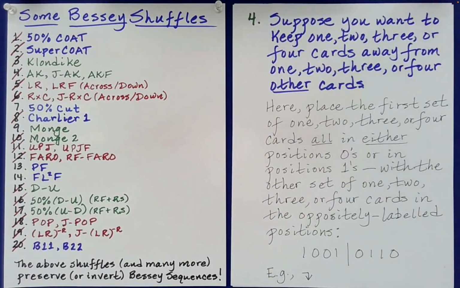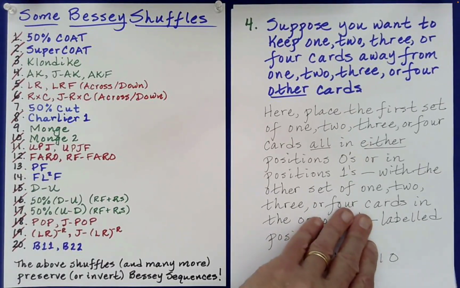Okay, the fourth one. Suppose you want to keep 1, 2, 3, or 4 cards away from 1, 2, 3, or 4 other cards. Here, place the first set of 1, 2, 3, or 4 cards all in either positions marked by 0s or in positions marked by 1s, with the other set of 1, 2, 3, or 4 cards in the oppositely labeled positions. Okay? So that's what we're going to do here.